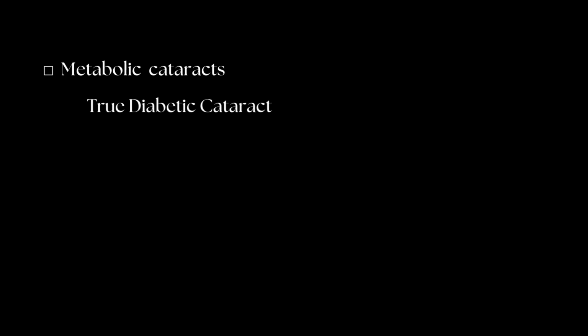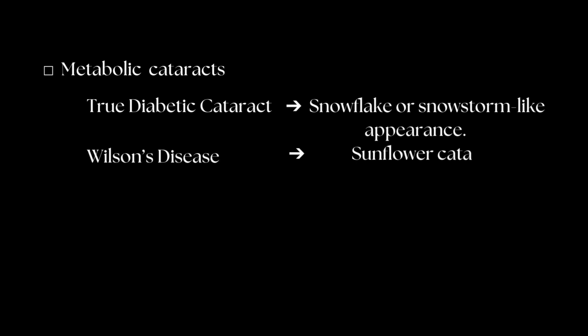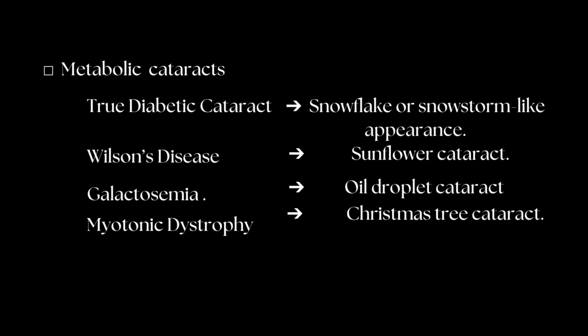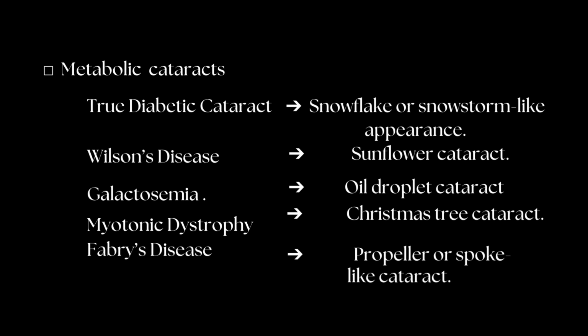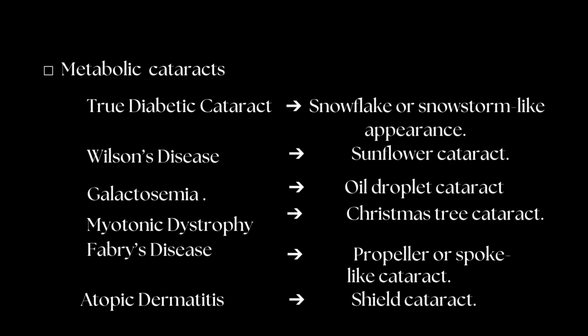Metabolic cataracts develop due to systemic diseases, each with a distinct appearance. True diabetic cataract presents as a snowflake or snowstorm-like opacity. Wilson's disease causes a sunflower cataract. Galactosemia leads to an oil droplet cataract. Myotonic dystrophy forms a Christmas tree cataract. Fabry's disease results in a propeller or spoke-like cataract. Atopic dermatitis is associated with shield cataracts.